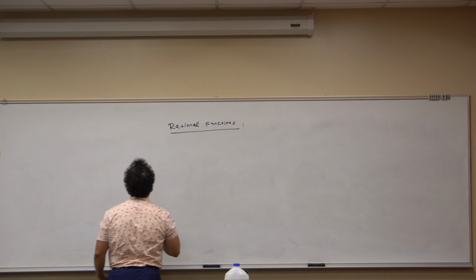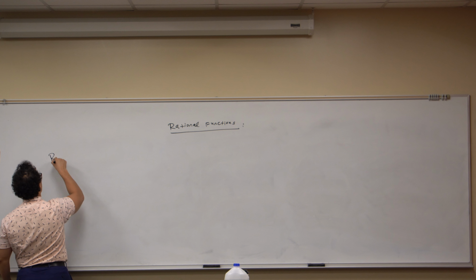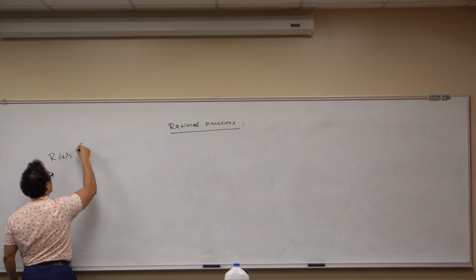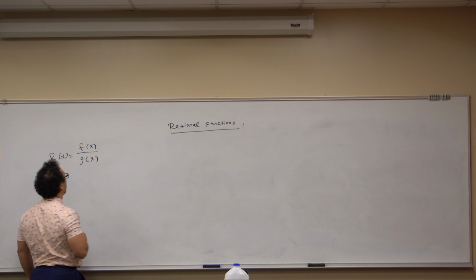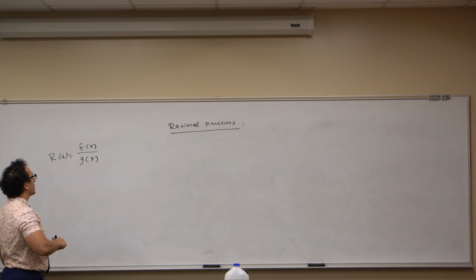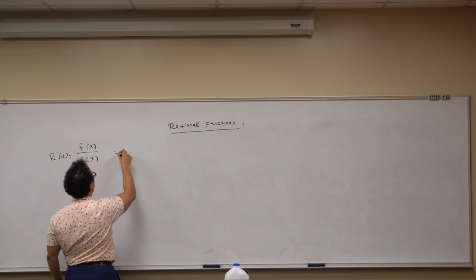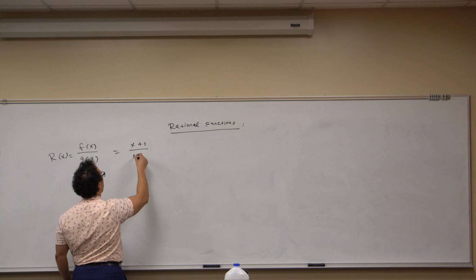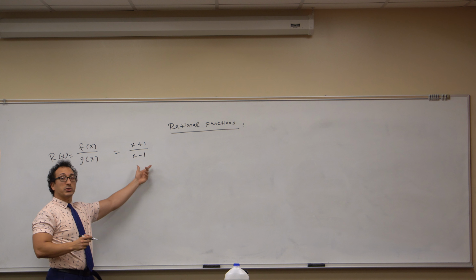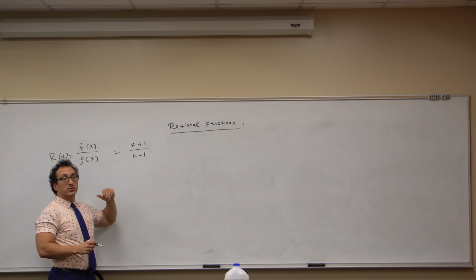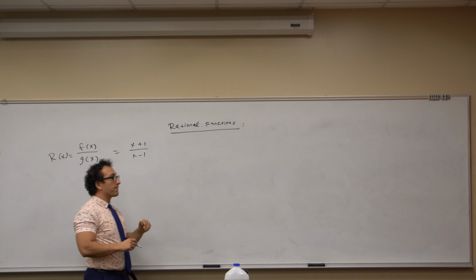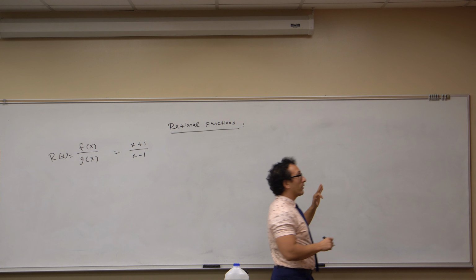Whenever I have a rational function R of x, it is really a function that involves dividing two other functions, like f of x and g of x. Here's an example: x plus 1 divided by x minus 1. This is a rational function. It's a function that's divided by another function to create a new function. Now, there are three cases that are involved here.